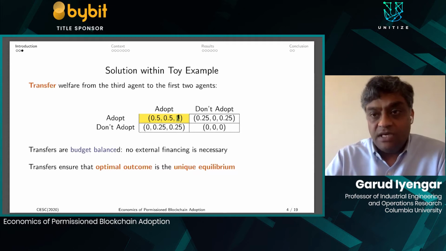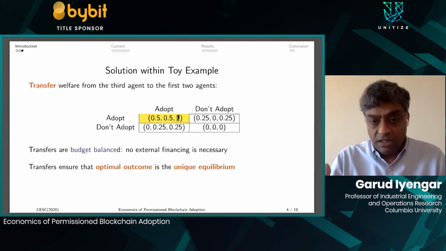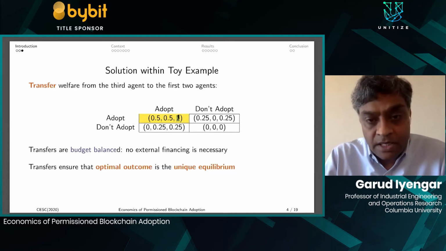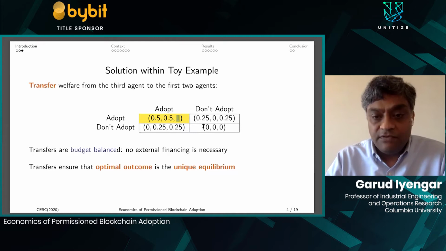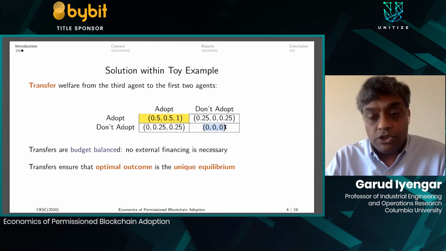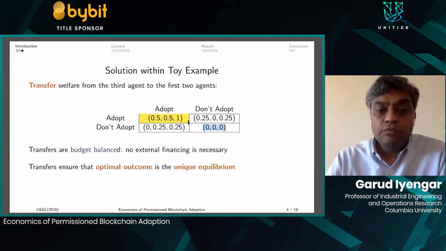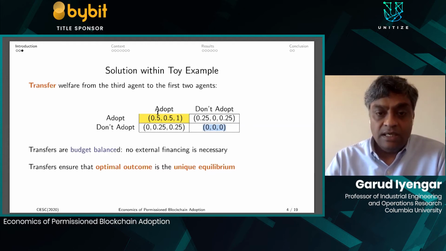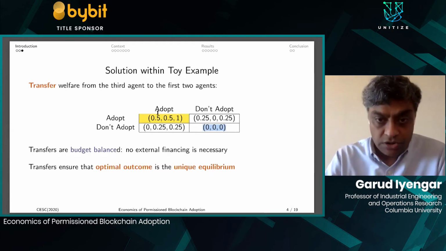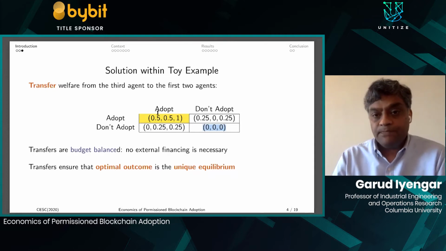And similar things have been done in the other cells. The transfers are budget balanced. That means you do not have to inject any more cash. But what this transfer does is move the equilibrium from 0, 0, 0, which was the earlier equilibrium but not socially optimal, to a socially optimal equilibrium of both players adopting the solution. And in fact, it becomes the unique equilibrium.